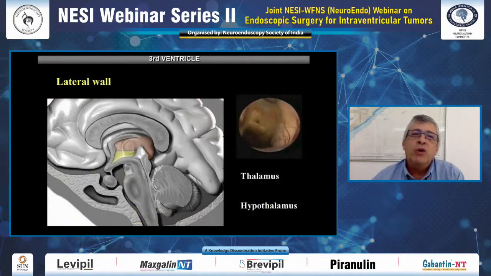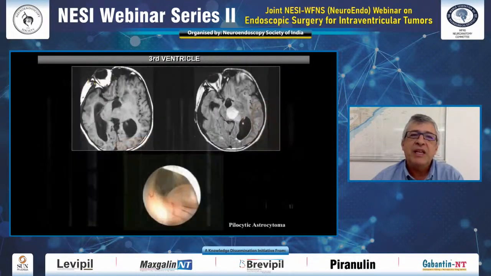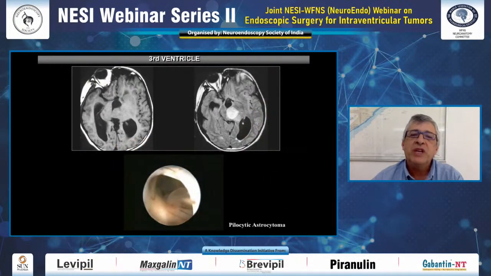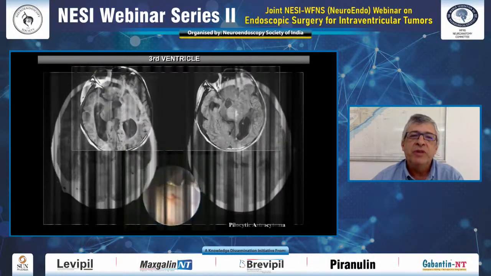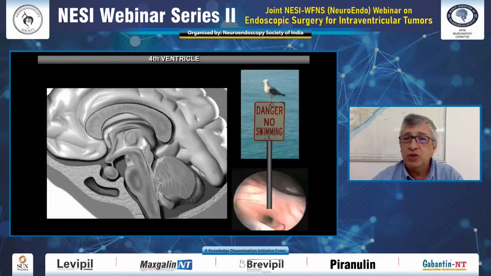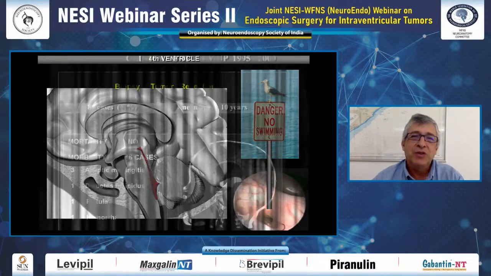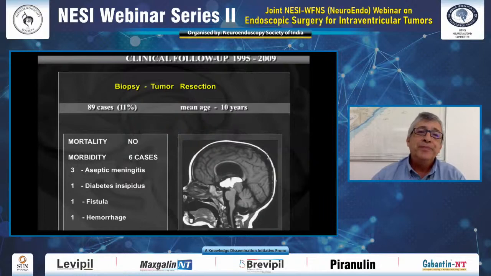In the lateral wall, we have the thalamus, some thalamic lesion with a cystic component. It's possible to remove the cystic component and to remove part of this tumor by endoscopy. What about the aqueduct and the fourth ventricle? I think it's a dangerous region, not to go to the fourth ventricle through the aqueduct. This is my series.